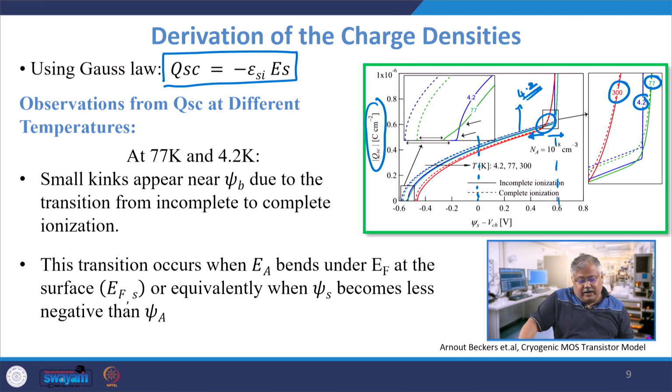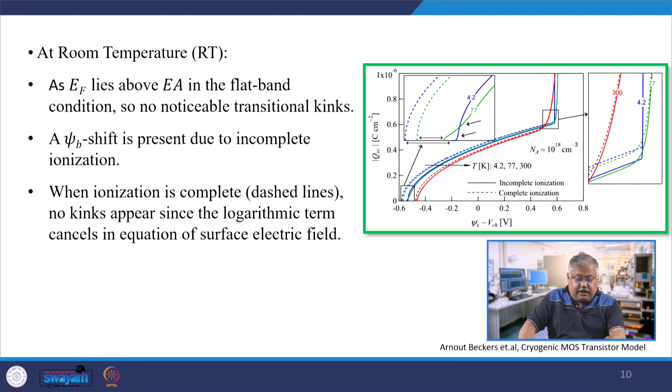Not only that, the absolute value is also much larger, and this transition occurs when the acceptor ion level bends under the Fermi level EF at the surface. So, when the EA goes below EF, you have a certain bending and psi s becomes much more negative as compared to psi of A. Now, at room temperature, EF lies above EA, but obviously it is somewhere between EA and EV, valence band. So, typically there are no kinks. So, this is what we define as a kink here, right. This we define as a kink here. Similarly, this is a kink here, right.